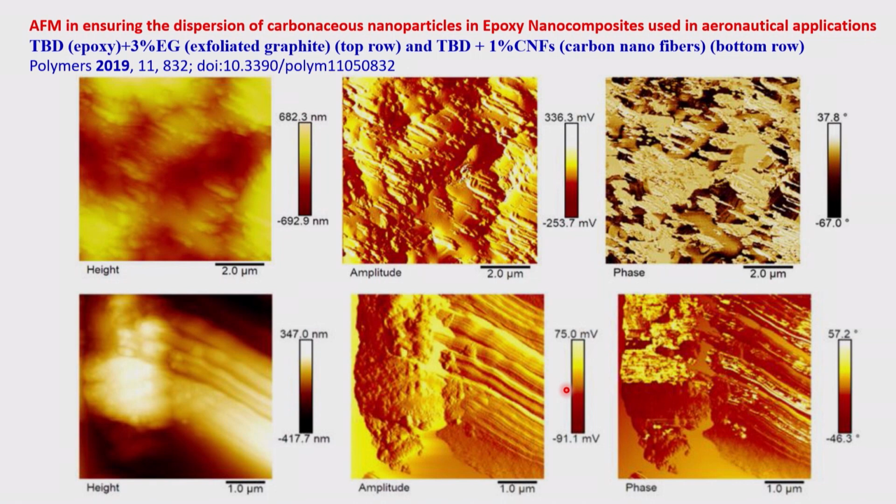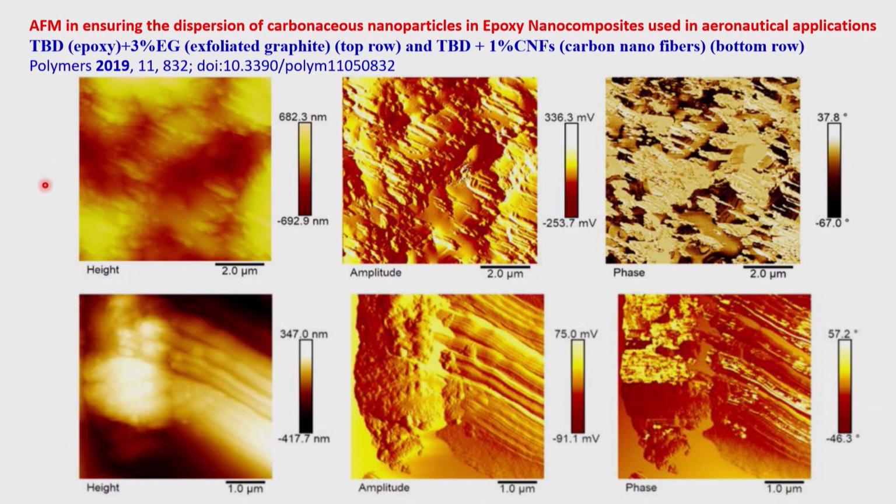This is for carbon-based nanoparticles in epoxy. So the TBD epoxy, the nanocomposite. This nanocomposite is used for aeronautical applications. So obviously the composite surface structural parameters are very important for the expected performance when used in aeronautical applications.